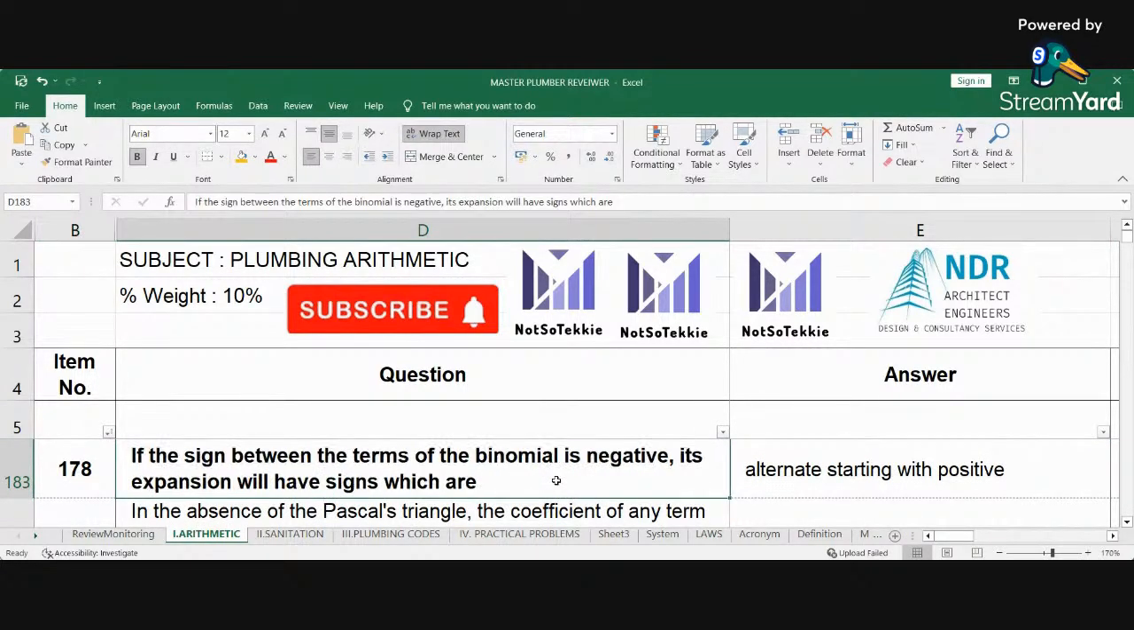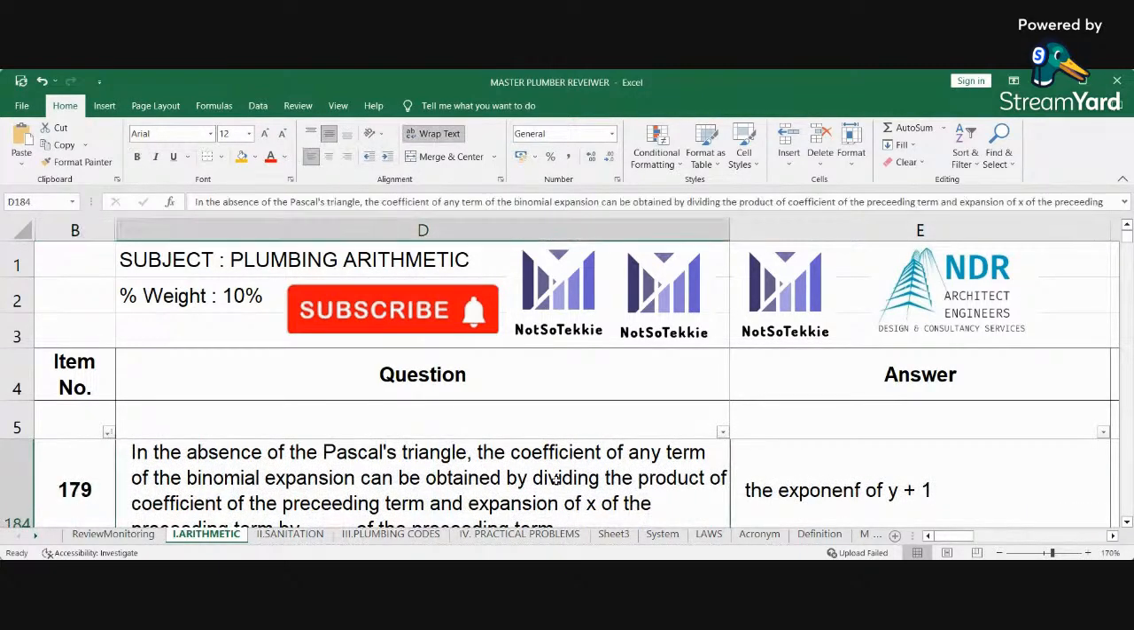178. The sign between the terms of the binomial is negative. Its expansion will have signs which are alternate starting with positive. If the sign between the terms of the binomial is negative, its expansion will have signs which are alternate starting with positive.